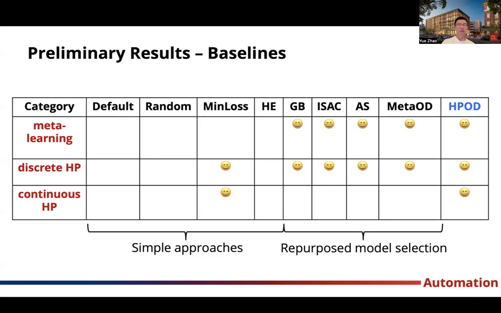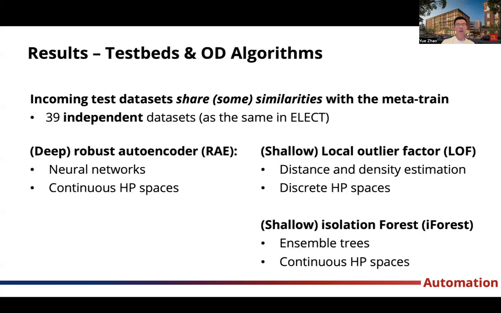And here are some preliminary results we have. For baselines, we compare with simple approaches and some other more advanced approaches covering meta learning and other things. The important thing is that HPOD is the only algorithm which uses meta learning and can support continuous hyperparameter optimization. We set up the test bed on 39 independent data sets. We also tried this algorithm on 3 different outlier detection algorithms. One is a deep neural network. The other two are shallow or classical outlier detection algorithms.